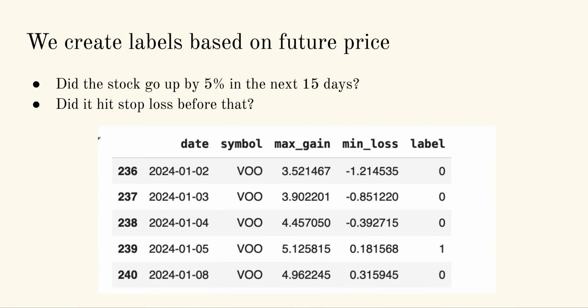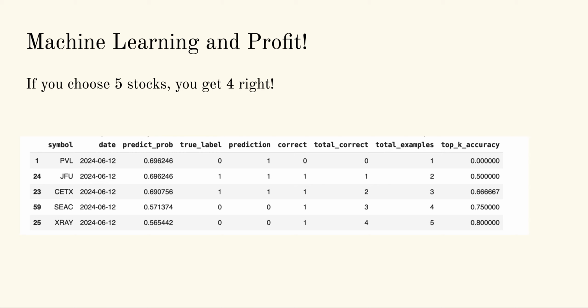So when we code up this logic in Python, we end up with a set of labels for each day and symbol, and then finally we're able to go from there and train our machine learning algorithm. We can see that when we choose 5 stocks on a given day based on our algorithm, we get 4 of them right. That's what we will see at the end of the video. So now let's go and start coding.